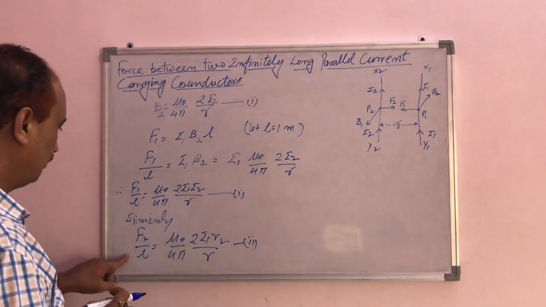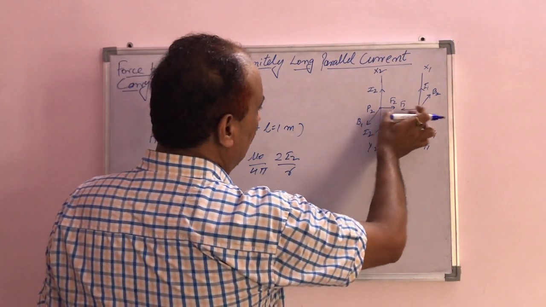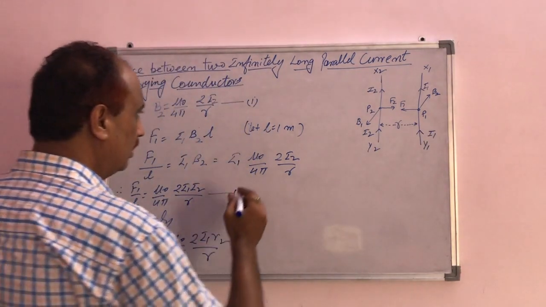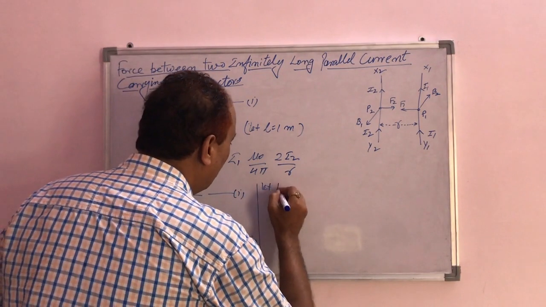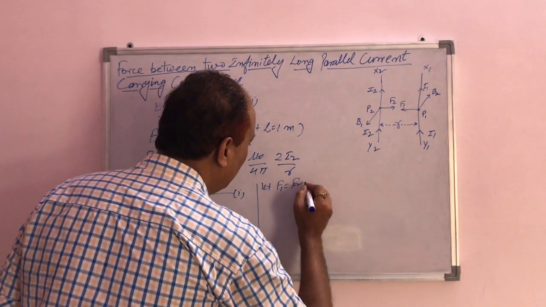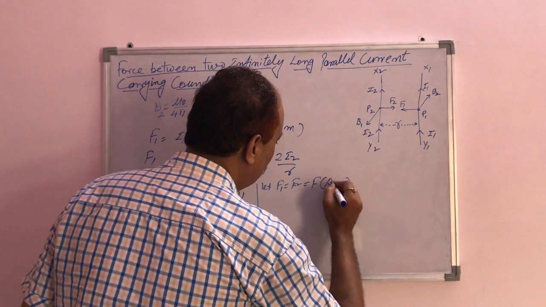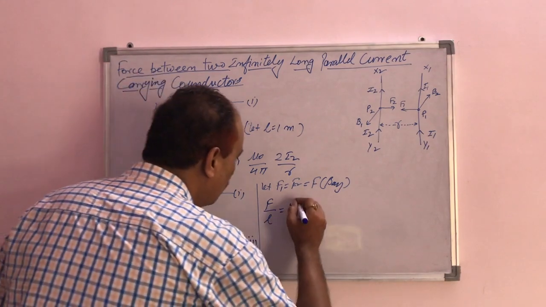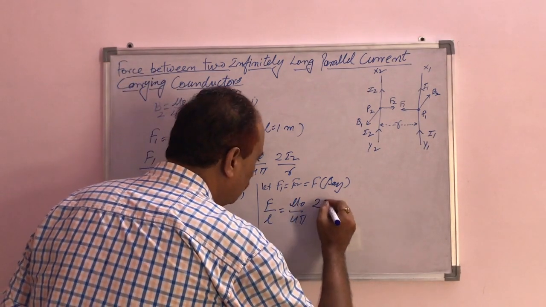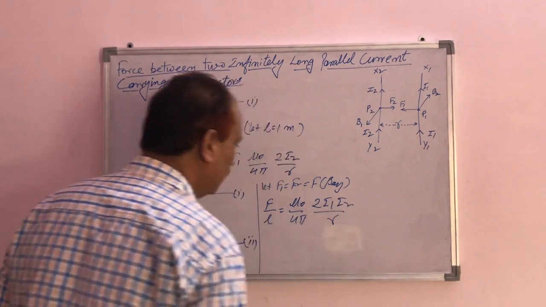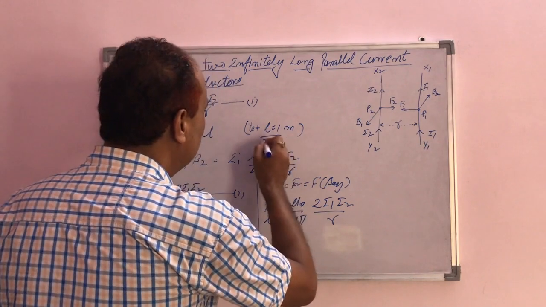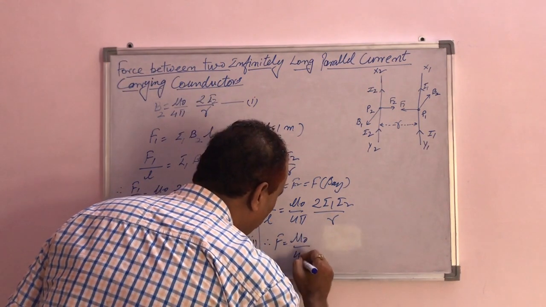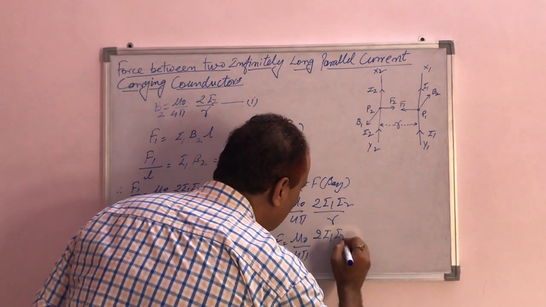So here F1 upon L and F2 upon L, because these are close to each other and the distance between them is R, we consider F1 equal to F2, say equal to F. So F upon L is equal to mu naught upon 4 pi, 2 I1 I2 upon R. If we put L equal to 1, we can simply write that the force per unit length F will be equal to mu naught upon 4 pi, 2 I1 I2 upon R.